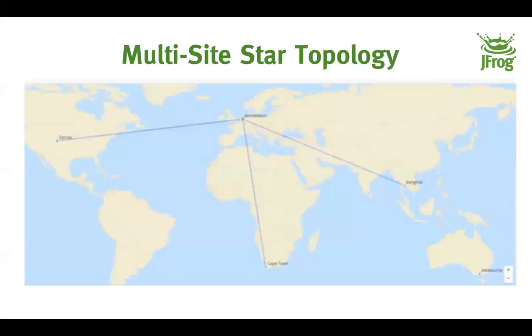This is a very simple example where you can create a multi-site star topology, and we are following the terminology A, B, C, D: A for Amsterdam, B for Bangkok, C for Cape Town, and D for Denver. As soon as an artifact is pushed in Amsterdam, the same artifact would be pushed to Denver, Cape Town, and Bangkok. This is what we call multi-push. So you can push to multiple locations at once. It's very easy to create a multi-push topology inside Mission Control, and we would be covering this in detail.